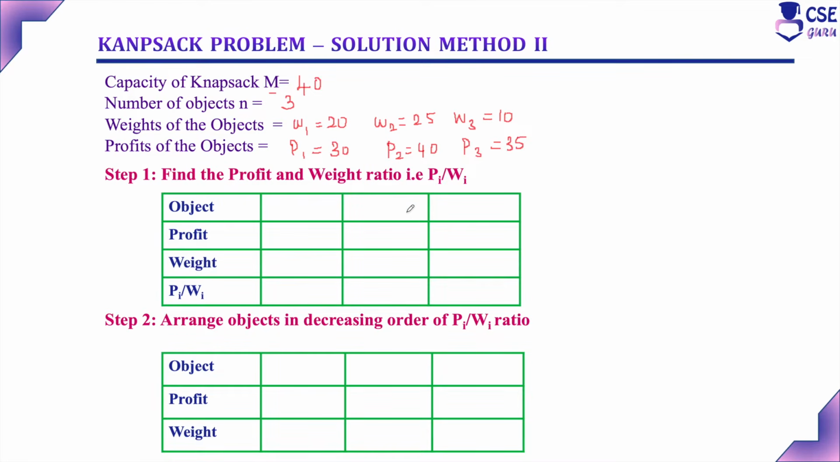So the first two steps are the same for method 1 and method 2. Only the third step, to compute the profit, makes the difference between method 1 and method 2.